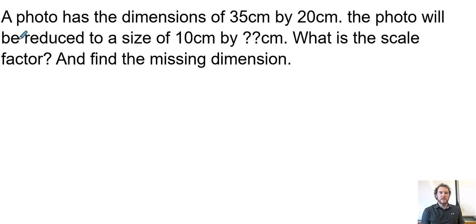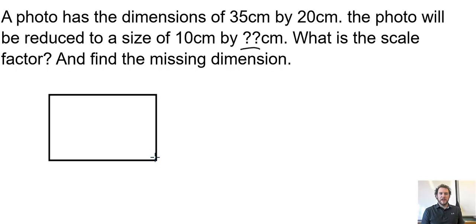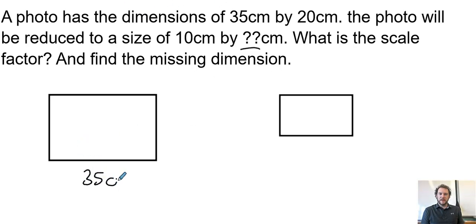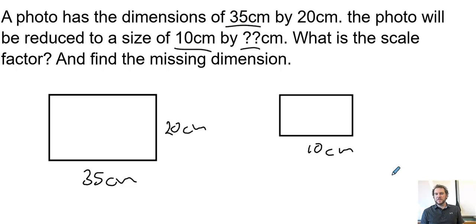All right, let's try another one. A photo has dimensions of 35 by 20. The photo will be reduced in size to 10 centimeters by some unknown. What is the scale factor, and find the missing dimension. So what that means is we have to find a few different things this time. So now, here's my original, here's my scale diagram, and what I know so far is that this is a 35 by 20, and this one over here is 10. And I'm going to assume that the first dimension given matches the first dimension given.